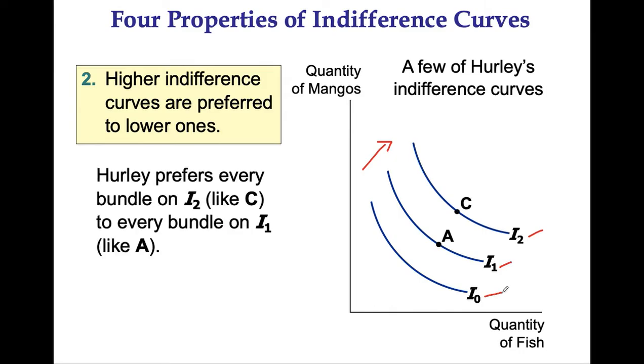So Harley prefers every bundle on I2, like C, to every bundle on I1, like A. So C is preferred to A because C is a point on a higher indifference curve than A.